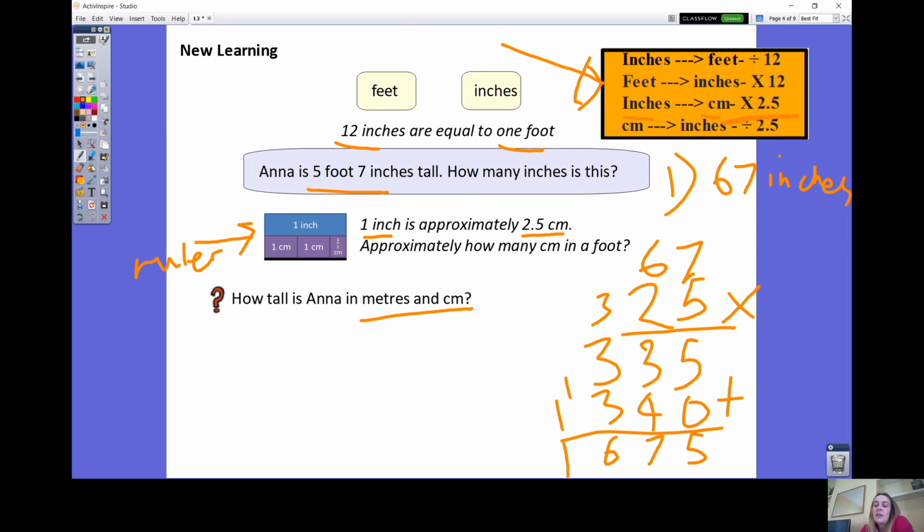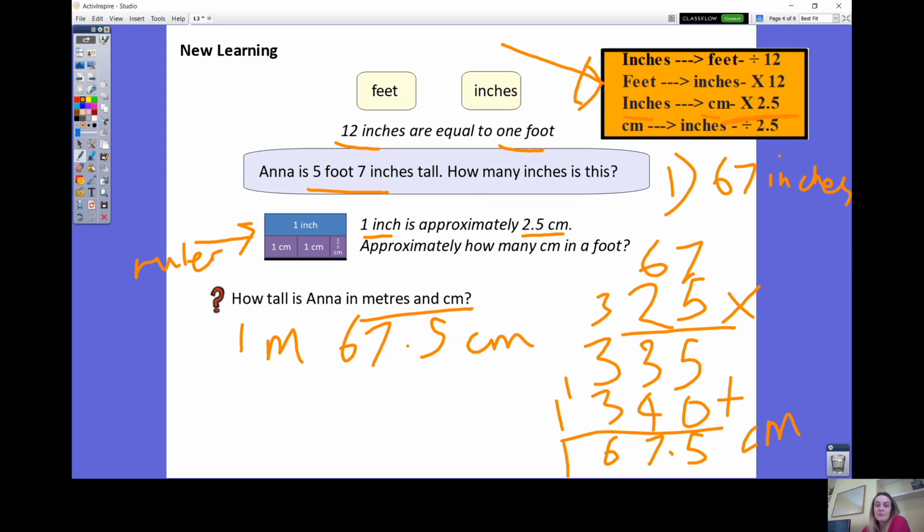I'm remembering to add the decimal point in here because I multiplied by 25 when it should be 2.5. So I'm adding the decimal point in once from the right. So how tall is Anna in metres and centimetres? She's 167.5 centimetres tall. And to convert that to metres and centimetres, she is 1 metre 67.5 centimetres.